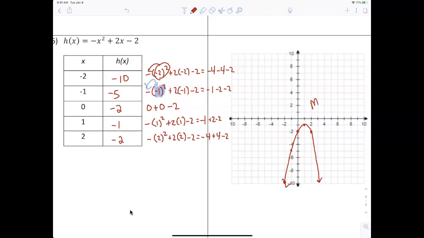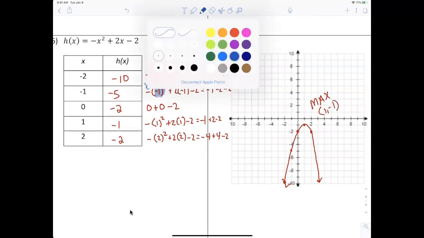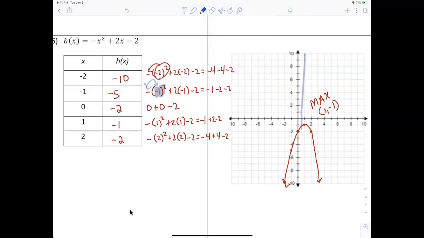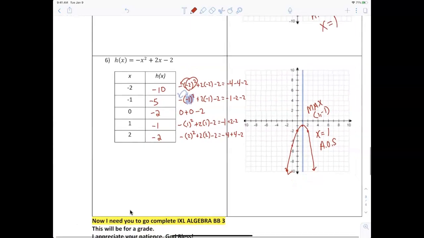Again, the vertex would be considered a maximum, and that point is 1, negative 1. Again, the axis of symmetry goes through the vertex, so it's this line right here, and that is x equals 1. That's considered, remember, the axis of symmetry. Now, I think what I've done is I've given you a good start with your graphing quadratics.